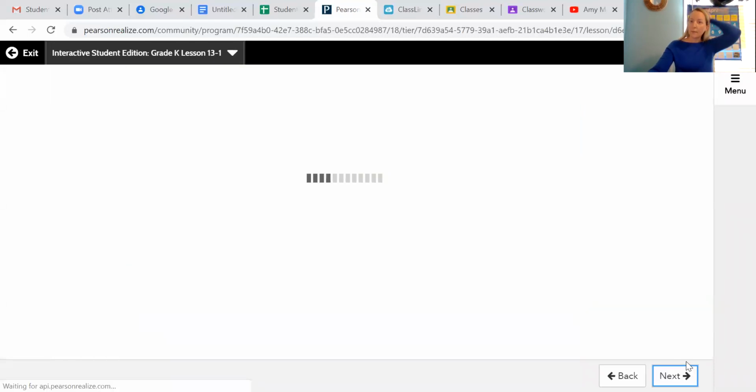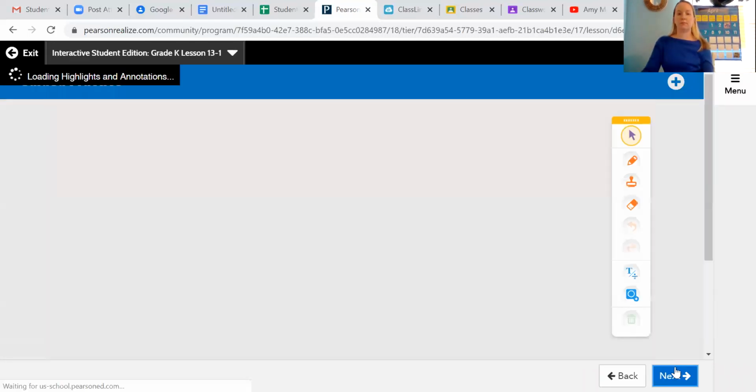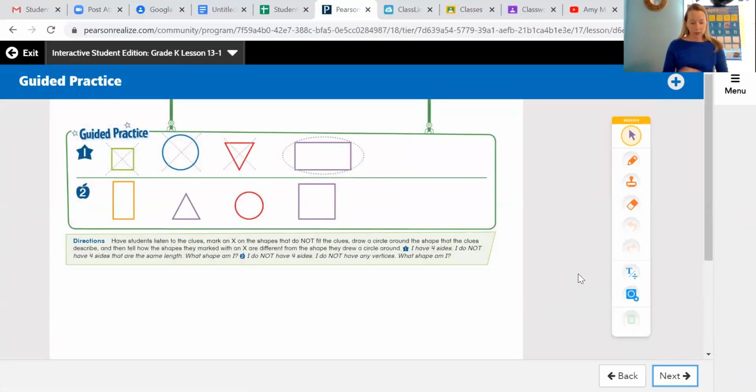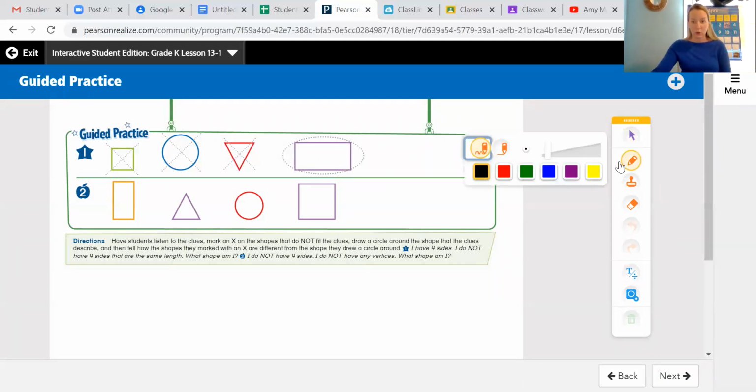We're going to start on number 1. Let's see. Listen to the clues. Mark an X on the shapes that do not fit the clues. Draw a circle around the shape that the clues describe, and then tell how many shapes you marked with an X are different from the shape that you drew a circle around. We're going to talk about how they are different.